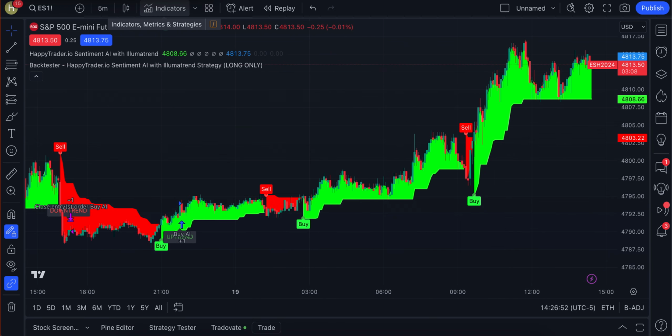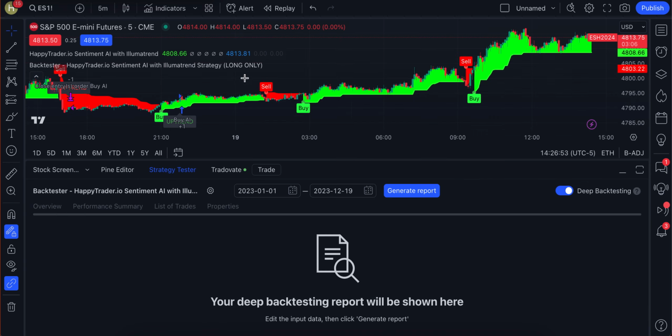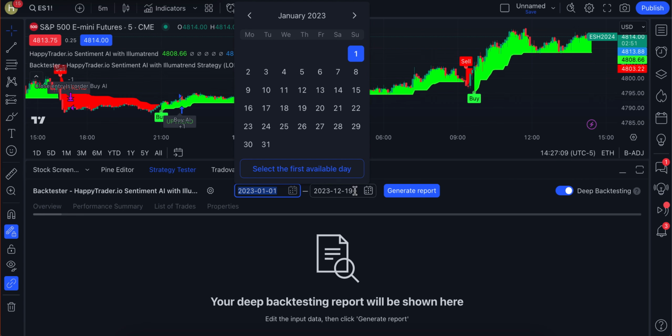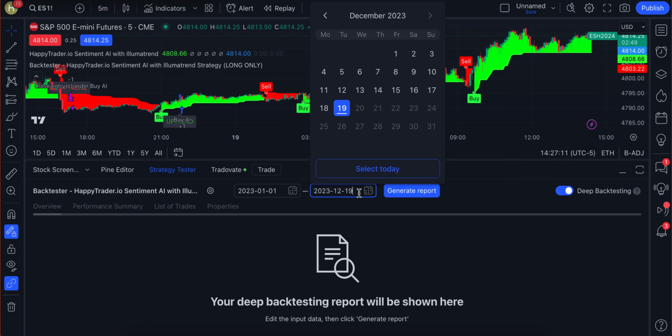So we are going to just load up our strategy tester. We already have the strategy loaded. You can see it toggling on and off. So what we want to do is make sure deep backtesting is enabled, which it is. That's going to give us our time frame as far as being able to specify, right? So we're going to do 2023, and we're going to do just January 1st to today, which is December 19th.